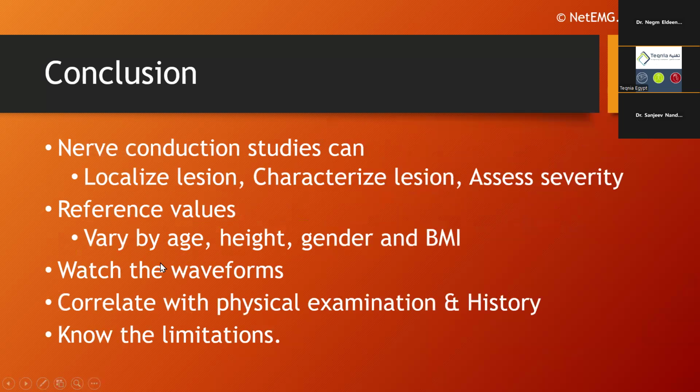So to summarize, nerve conduction studies can localize the lesion, it can characterize the lesion, and it can help us assess severity. Keep in mind that the reference values will depend upon your technique, but they will also vary by age, height, gender, and body mass index. Watch the waveform, but even before you watch the waveform, watch the muscle when you are stimulating. It is important to watch the waveforms to assess artifacts and to look at subtle changes in the waveform, such as the presence of extra peaks that may indicate demyelination.